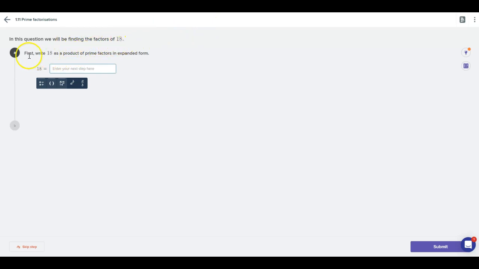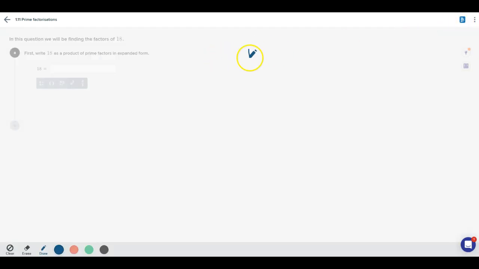Now, first it wants us to write 18 as a product of prime factors in expanded form. So again, just like we did before, let's start with 18 at the top. And we want two numbers that give us 18. So let's just go simply with 2 and 9. 2, of course, is a prime number, so we can circle that.